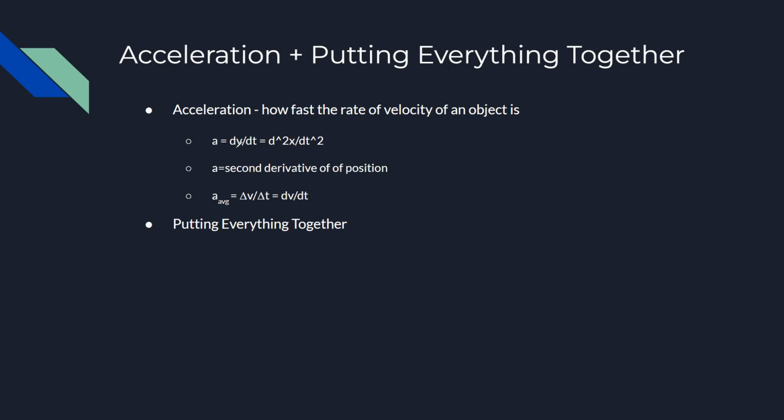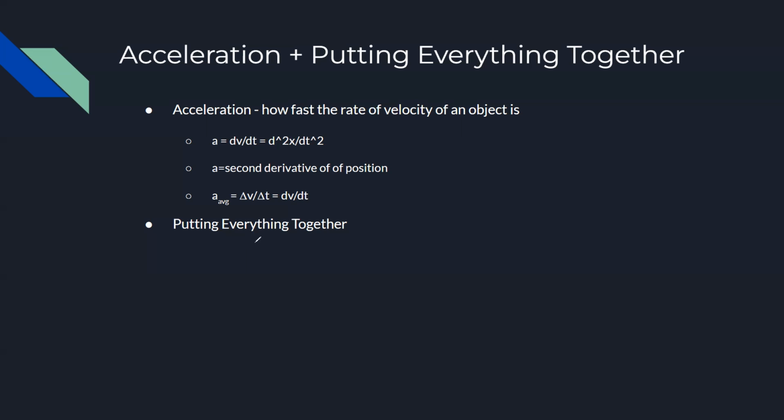And acceleration can be found by getting the derivative of velocity over the derivative of time, or getting the second derivative of position over time. And so, again, a is the second derivative of position. You can find the average acceleration by finding the final velocity minus the initial velocity over time. Or you can get the instantaneous acceleration by just finding the derivative at that certain point.